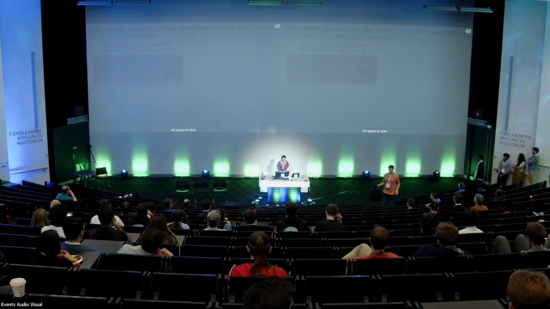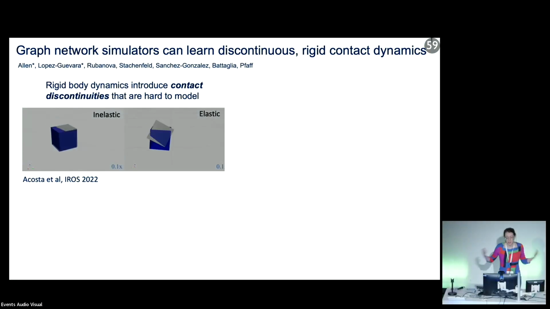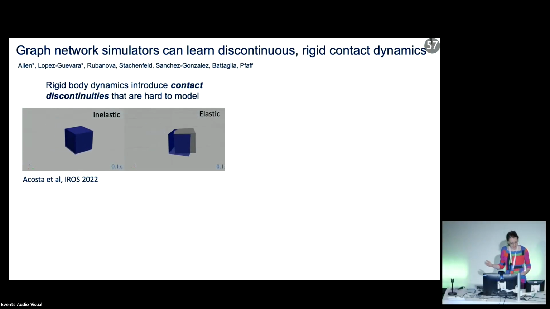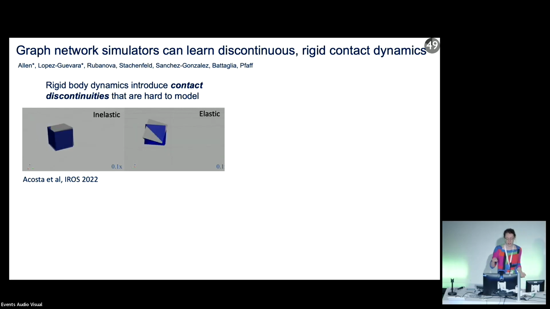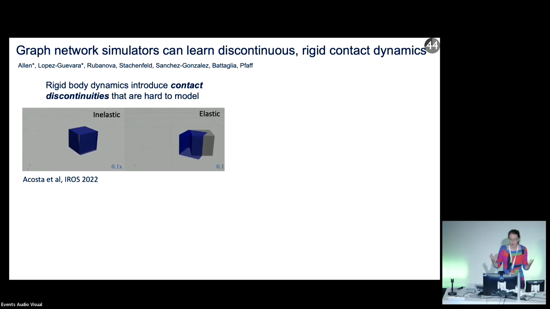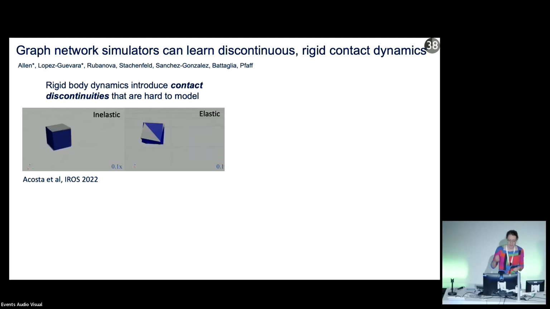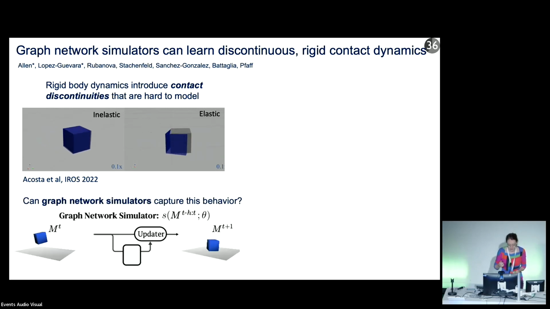Hi, everyone. I am Kelsey Allen. I am talking today about rigid dynamics. So you might not think it, but rigid body dynamics are actually very difficult to model because anytime two objects come into contact, they instantly exchange an impulse that causes a discontinuity in their dynamics. This is hard to learn not just for neural network models, but also for analytic simulators like Drake, shown here in blue, which is unable to capture the elastic contact of a real world cube being tossed, here shown in blue.